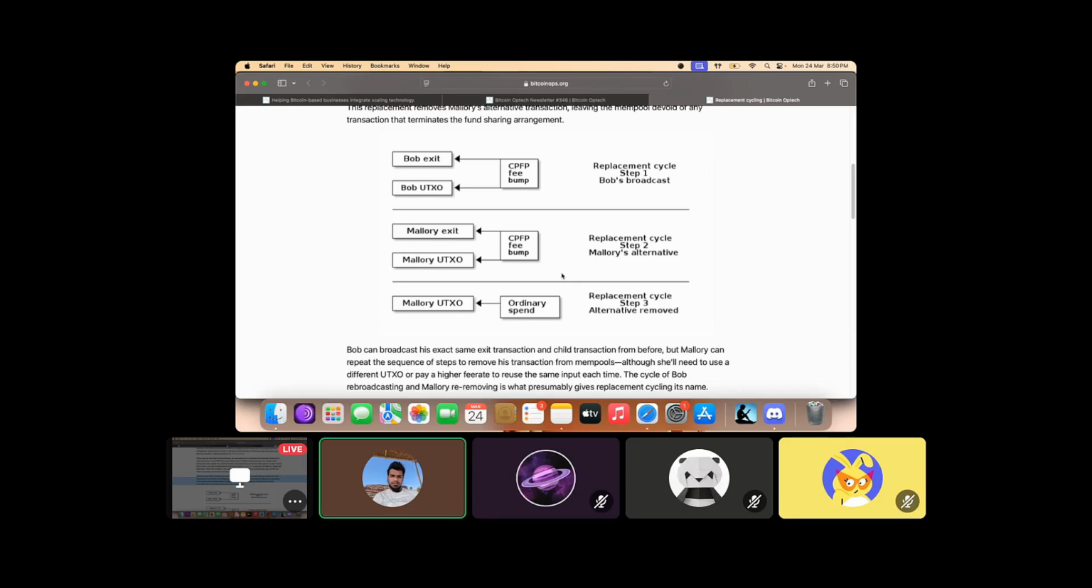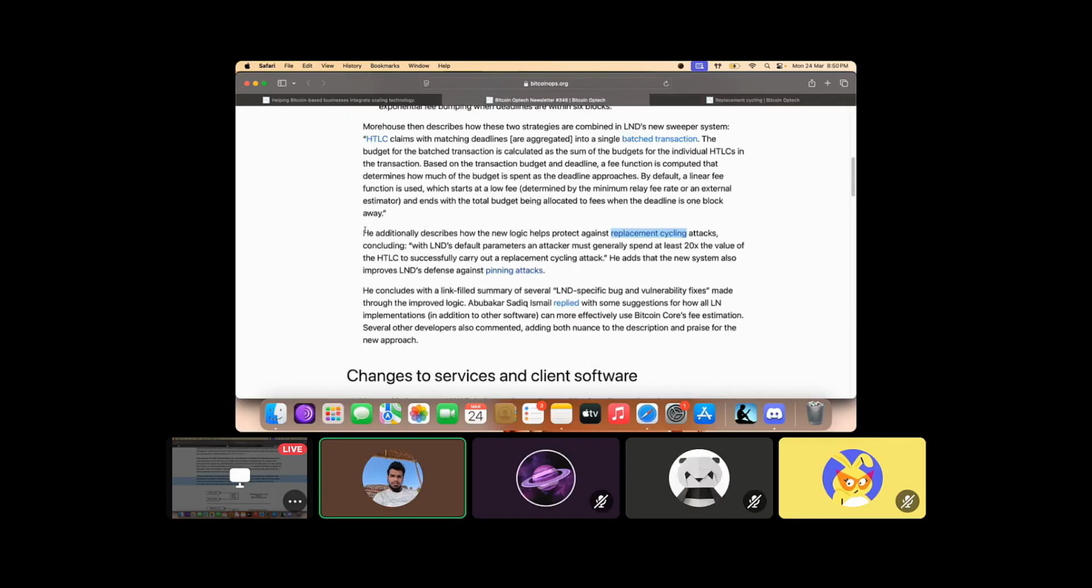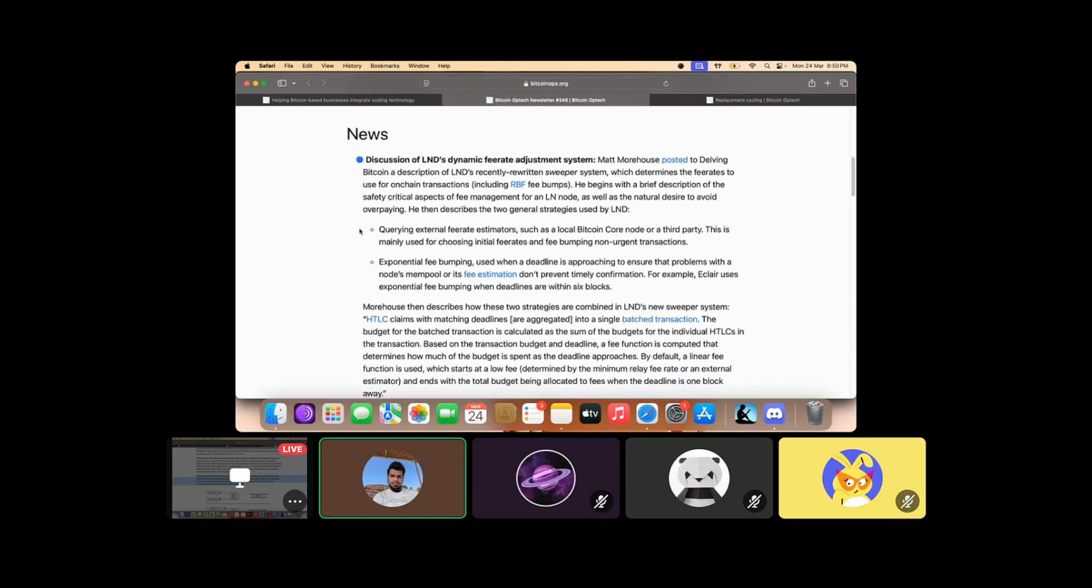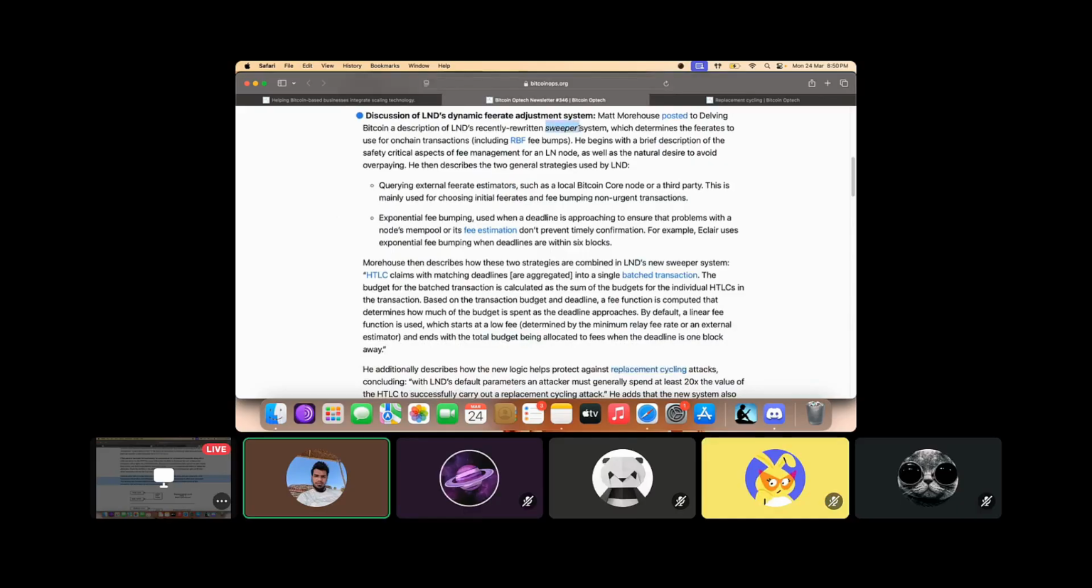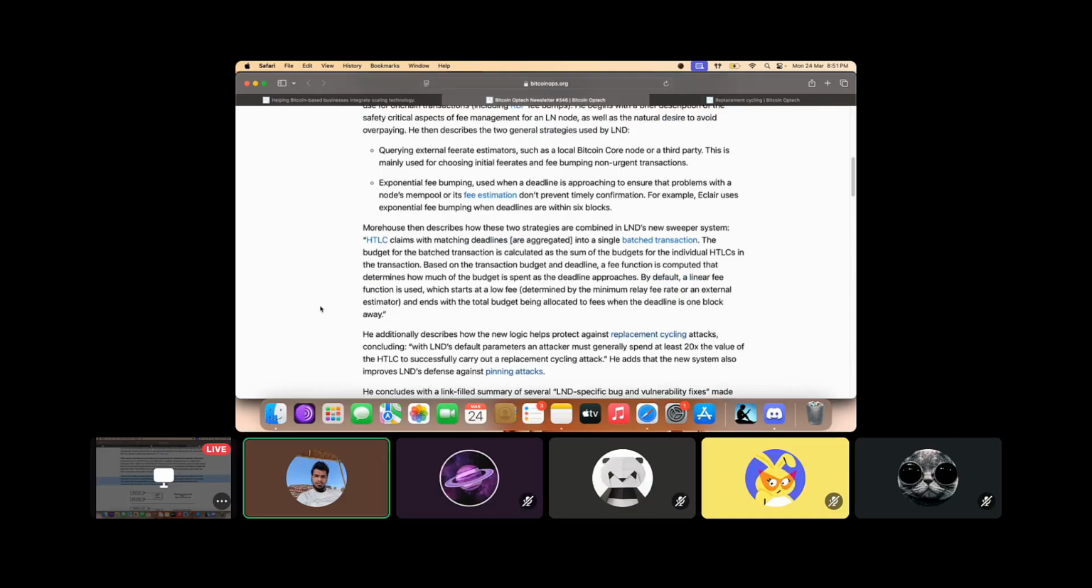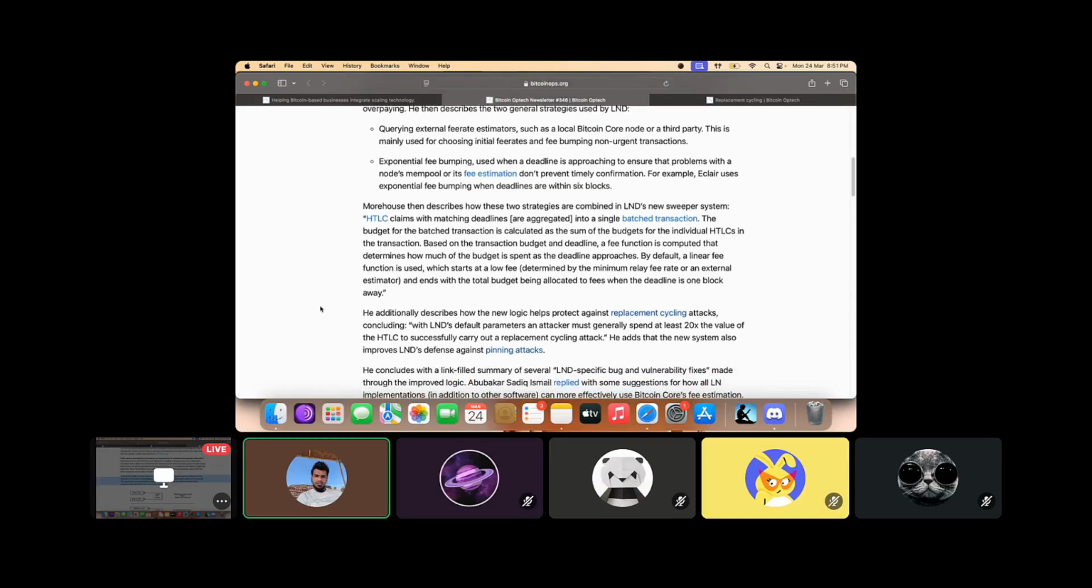So we covered what a pinning attack is and what a replacement cycling attack is. We talked about the mechanisms that different Lightning clients implement to fee bump, and we saw how this sweeper proposal made by LND aggregates both of these mechanisms and selects the budgets for fee estimation for timely confirmation of the hash time locked contracts in the Lightning channel. This mechanism exponentially diminishes the chances of replacement cycling and pinning attacks. As mentioned by the study, someone trying to pull off a replacement cycling attack, Mallory, will have to pay at least 20x the value of the HTLC to successfully carry it out.